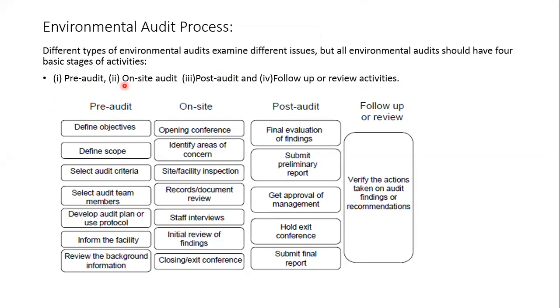So pre-audit is to define the objectives. What are the objectives of my environmental study? What are the parameters I'm going to study? That particular parameter has to be kept in mind. Maybe it is more than one parameter, that also you have to keep in mind. Now define the scope. Scope means basically the range in which you are going to look. Select the audit criteria. What are the different criteria for the audit? So what should be the range? What are the conditions? What should be all these things?